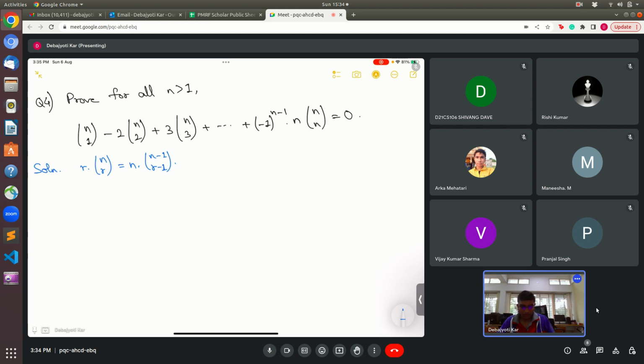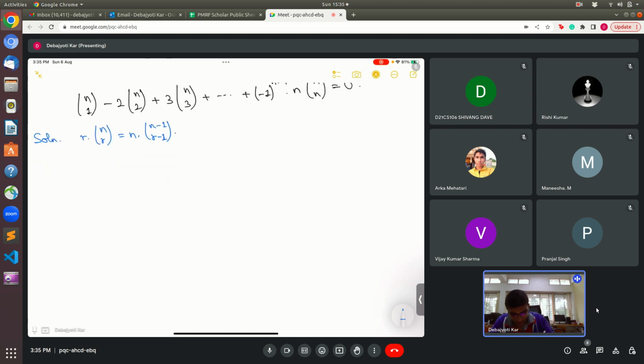So let us try to prove this. r times n choose r is equal to n times n minus 1 choose r minus 1. Okay, so why is this true? So what is r times n choose r?